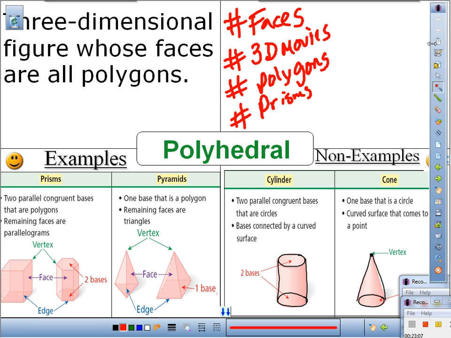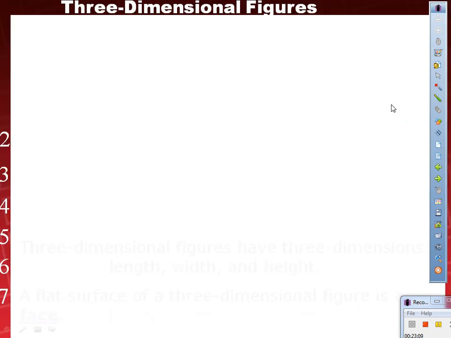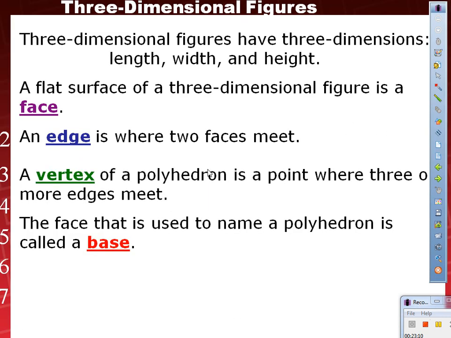All right. So, some of the terms that we used: a face is the flat surface on the 3D figure. An edge is where two faces meet. A vertex of the polyhedron is the point where edges meet. And of course, the face that is used to name the polyhedron is called a base. All right?